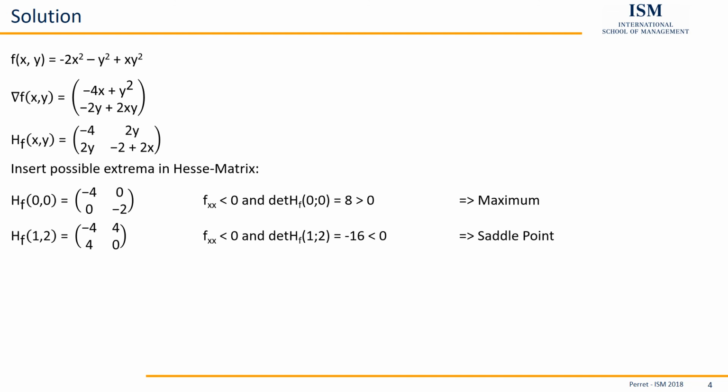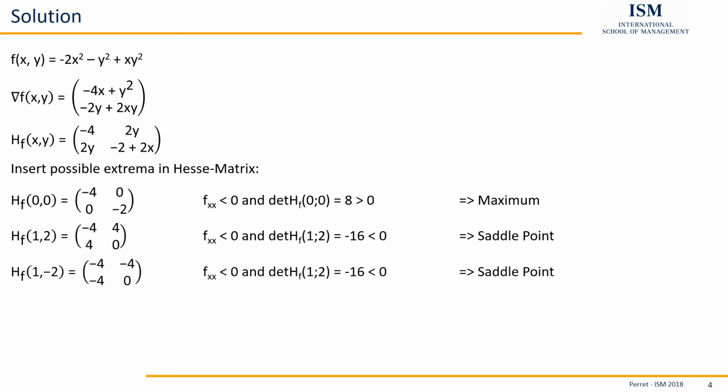Then we test 1, 2. Here we get in the upper left minus 4, so it's negative, but the determinant, that's minus 4 times 0 minus 4 times 4. So minus 16 is negative. So if they both are negative, this means we have a saddle point.